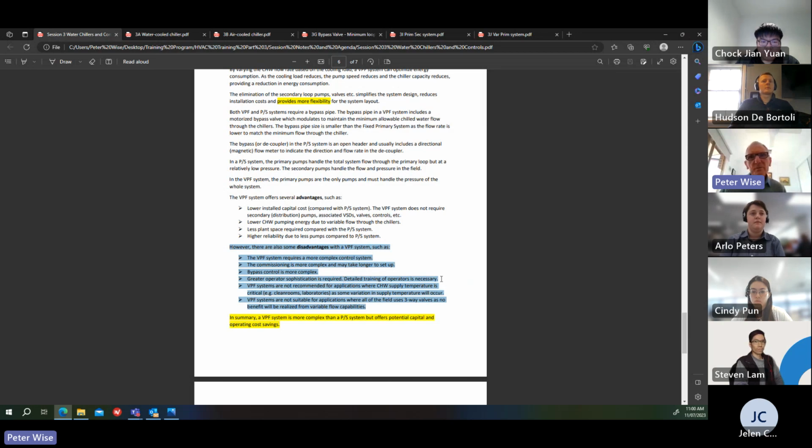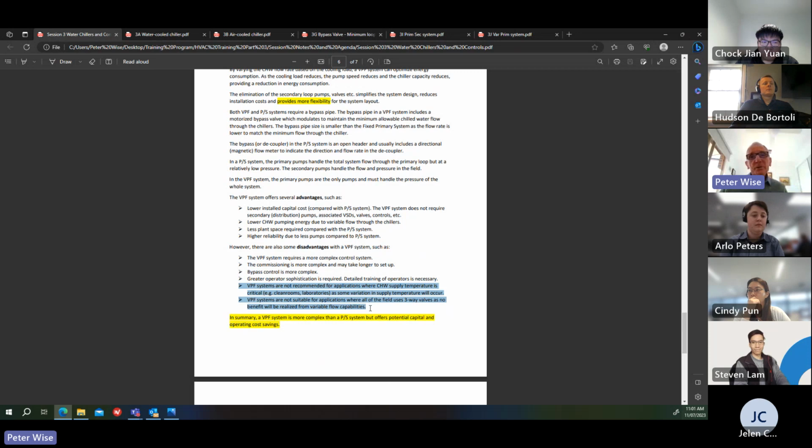And I have been involved with a project where the operators hadn't been trained. They didn't understand it and they complained about it. But once they understood how it was supposed to work and how to keep it running properly, they were quite happy with it. VPF is not recommended for applications where chilled water supply temperature is critical. So you might get some fluctuations in the chilled water temperature. If you're doing a clean room or laboratory, maybe that's not acceptable. So you're probably better off with primary secondary.